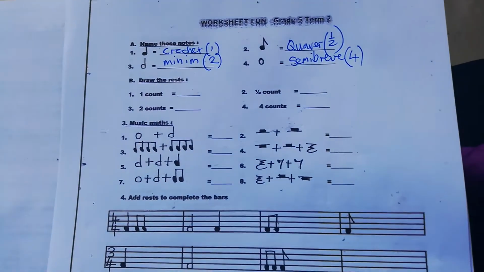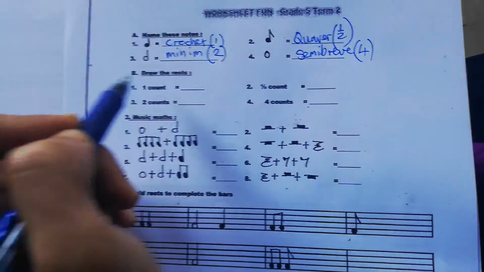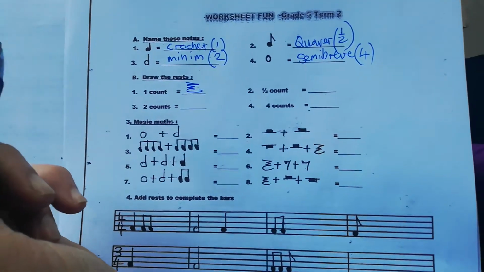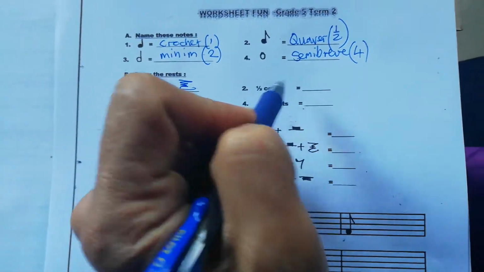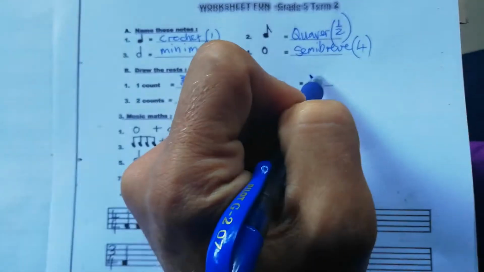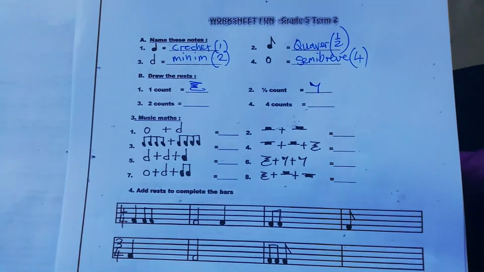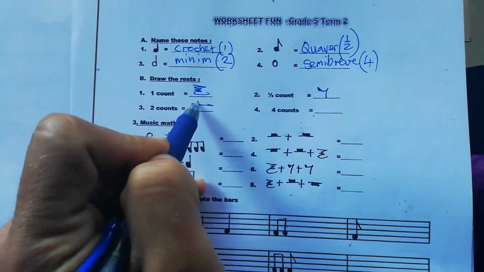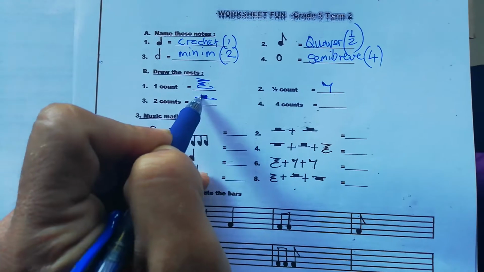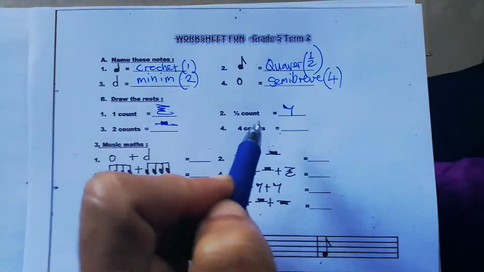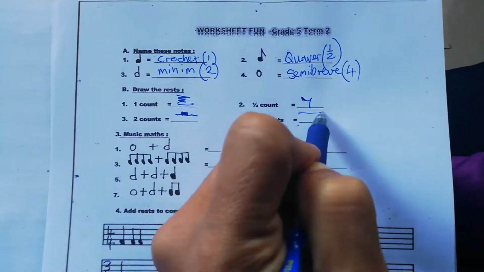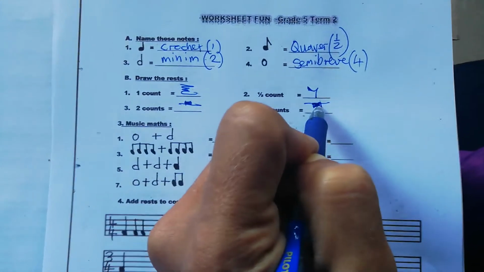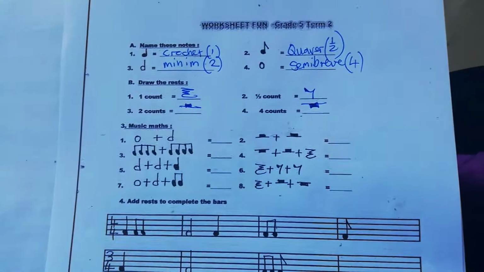Okay, then we've got to draw the rests. So the 1 count rest is called the crotchet rest, and it's like that. Number 2 is the half count rest, which is the quaver rest, and it's like that. Number 3 is the 2 count rest, which is a minim, the right side up hat. The 4 count rest, which is a semi-breve, which is the upside down hat. It's worth more counts, so the hat turns upside down.